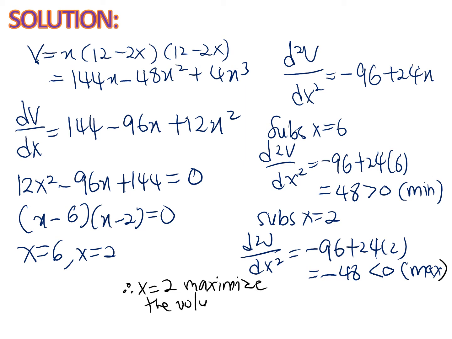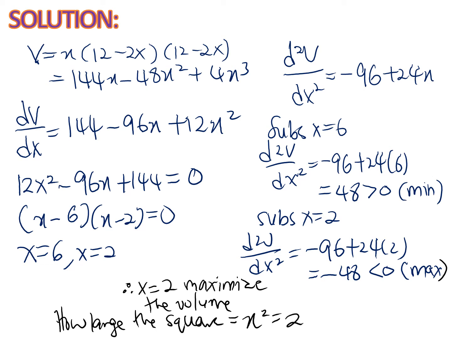But the question asks us how large should the square cut from the corner? How large the square? So the answer will be the area, which is x squared. So 2 squared. So the answer here is 4 centimeter square.